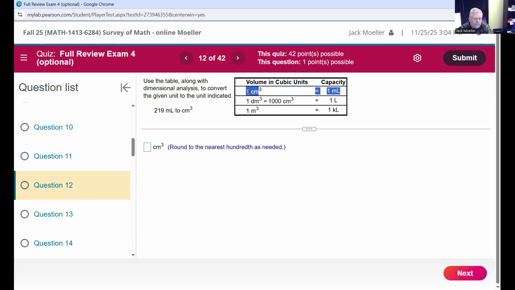That is by design in the metric system, that 1 milliliter is equal to a cubic centimeter. That's a cc, as it's probably more commonly called, particularly if you deal with medicine. A cubic centimeter is a cc. But that's the quickest conversion. It's 1-to-1. So I don't even have to do math on that. It's just 219 cubic centimeters.